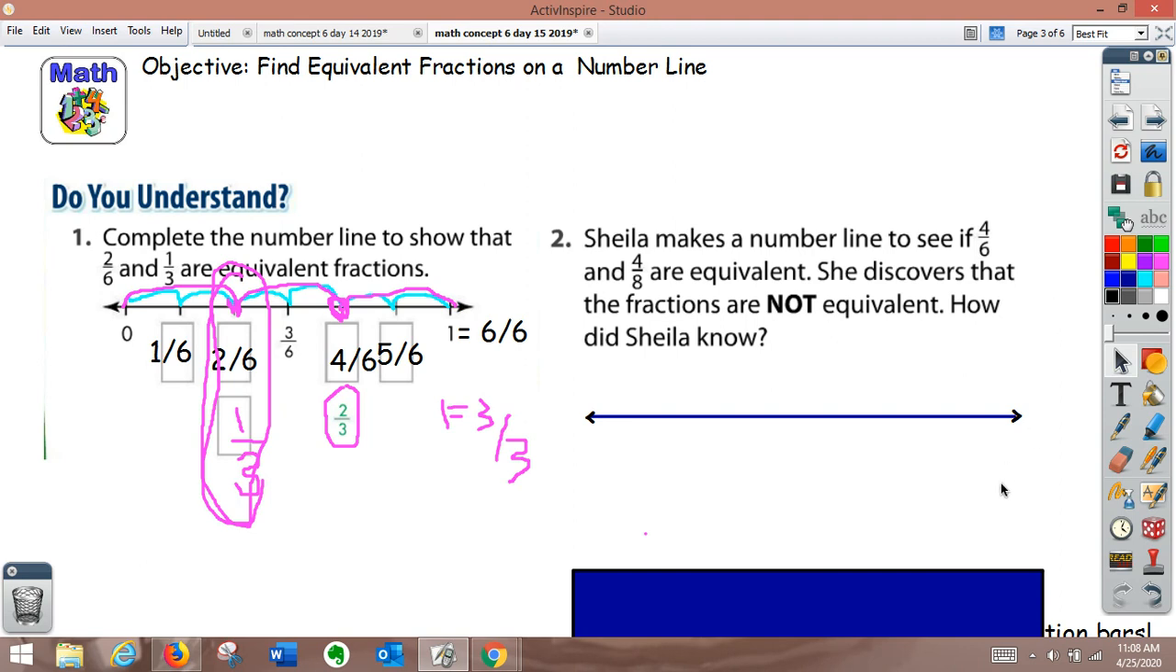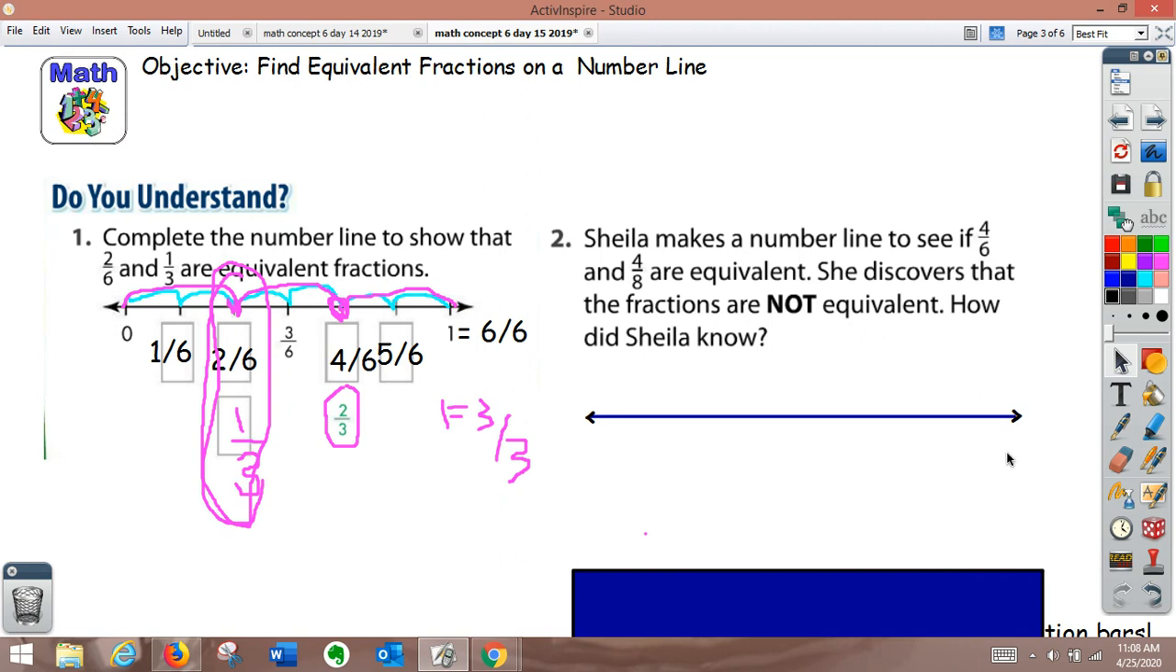Now, here'd be a good time where you could pause the video, draw your own number line, and label 4/6. Draw another number line, or get a different color marker like I'm going to do, and divide that number line into eighths. So go ahead and pause the video now and try it on your own.